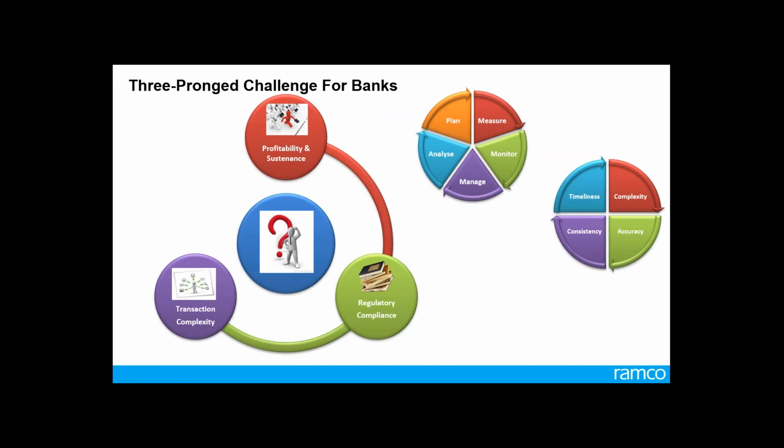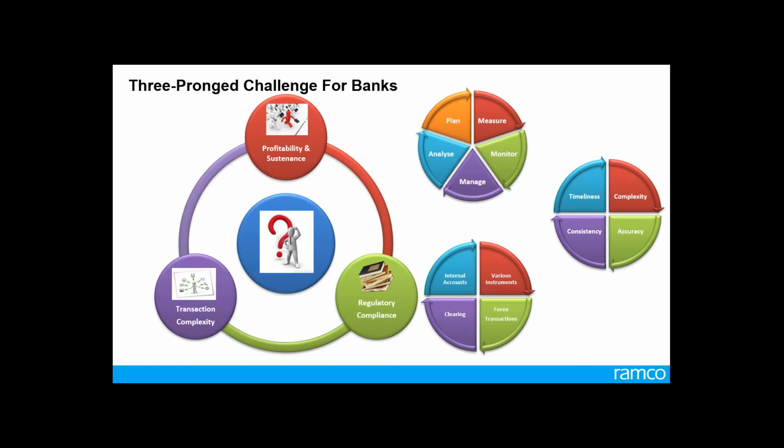The third angle comes in terms of the complexity in the type of transactions that each and every bank has, which leads to a lot of transactions that are in an unreconciled state, so to speak. There are multiple instruments. There are forex transactions that happen day in and day out. There are clearing transactions within the bank and across banks, like interbank transactions. And also there are a lot of internal accounts, with suspense accounts and other mirror accounts, which need to be reconciled almost on a daily basis. So these become the biggest pieces of challenges for every single bank.